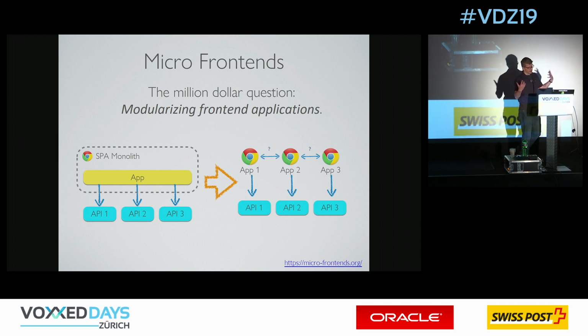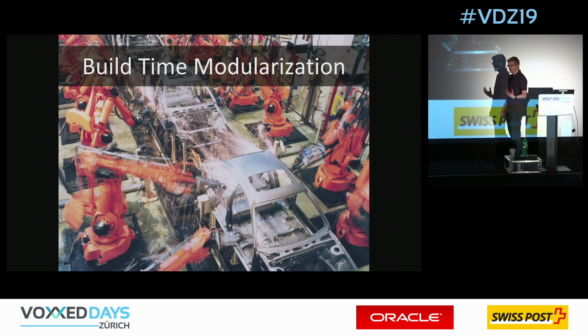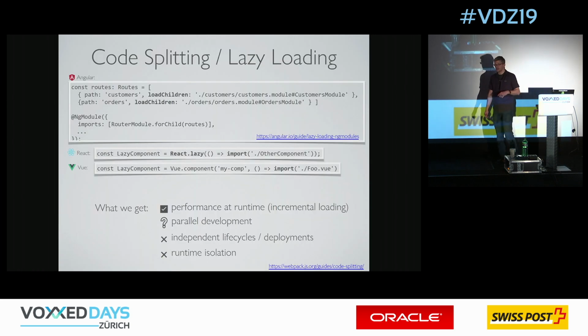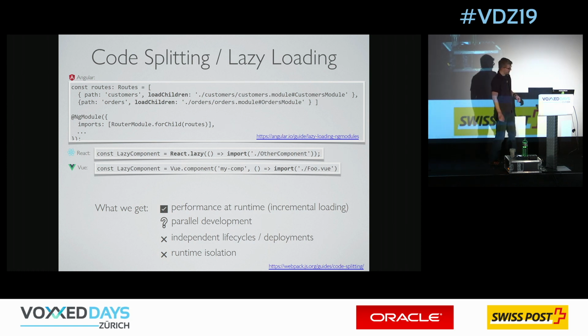So first, we can look at the current frameworks. What are the current frameworks giving us? The current frameworks are giving us mechanisms for build time modularization. Each of the current frameworks has this concept of code splitting and lazy loading, which allows us to incrementally load the application. So on the first page load, we just load some of the JavaScript which is needed for that first screen, and then on demand we load more modules or more code.